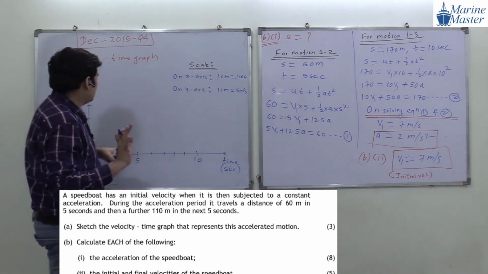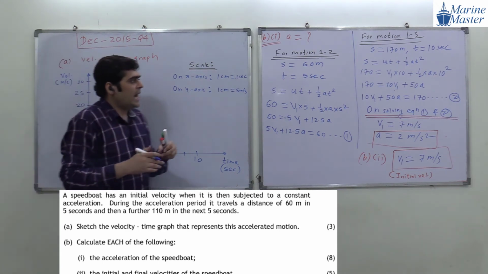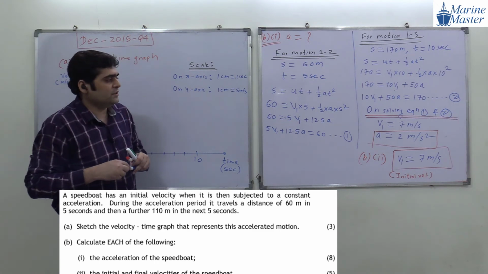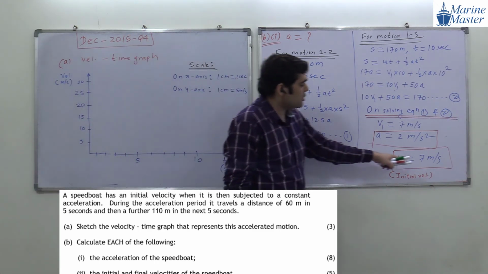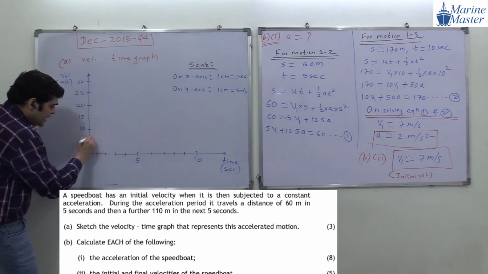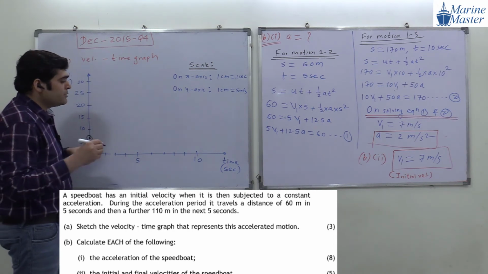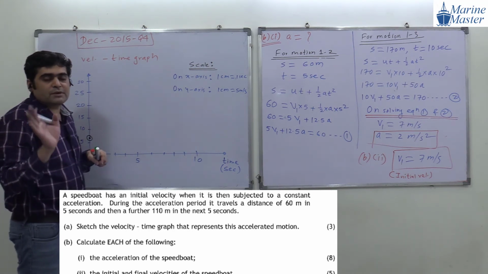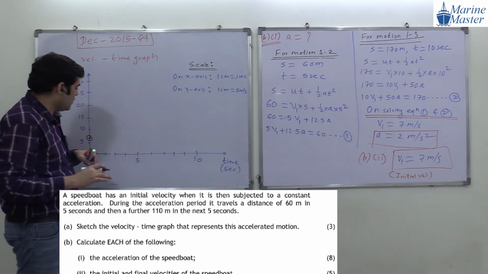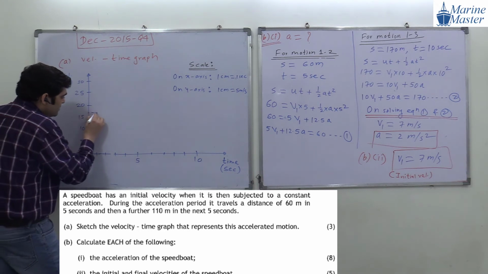Now, guys, our initial time is what? 0th second. At the 0th second, what is our initial velocity? 7 meter per second. So we will get a value of 7 meters per second. It will come approximately here. So 7 meter per second. After 5 seconds, our V2 will be what, guys? 17. So we will have 17 approximately here.